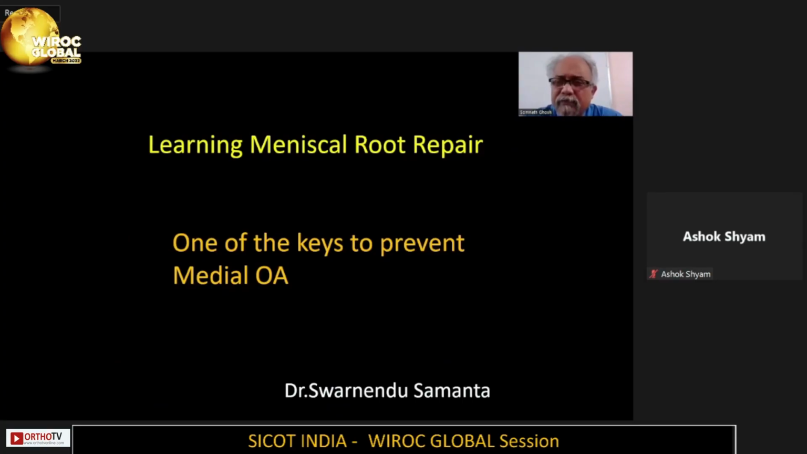Now we know that if the meniscal root is torn, specifically the medial one, it is equal to a complete meniscectomy. And once the meniscal root is gone, like in a complete meniscectomy, the medial joint will degenerate very, very fast, in a span of 1 year. So we have to be very aggressive in diagnosing as well as treating this medial meniscus root tear.